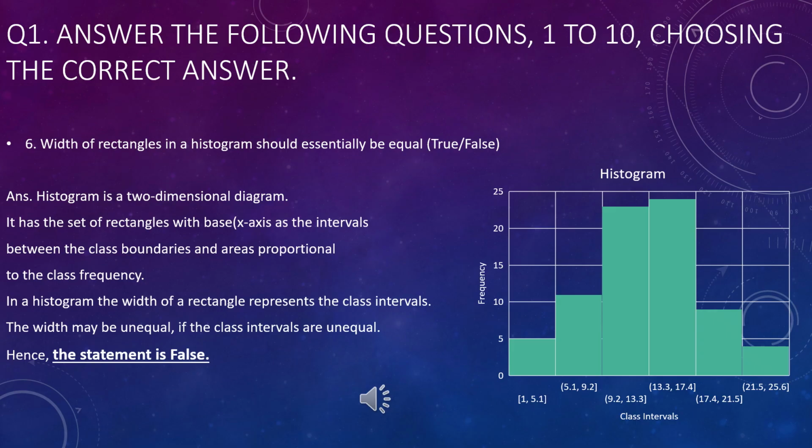For this, the answer is, we know that a histogram is a two-dimensional diagram. It has sets of rectangles with base on the x-axis as the intervals between the class boundaries, and areas proportional to the class frequency. In a histogram, the width of a rectangle represents the class intervals. The width may be unequal if the class intervals are unequal. Hence, the statement that the width of rectangles in a histogram should essentially be equal is false.